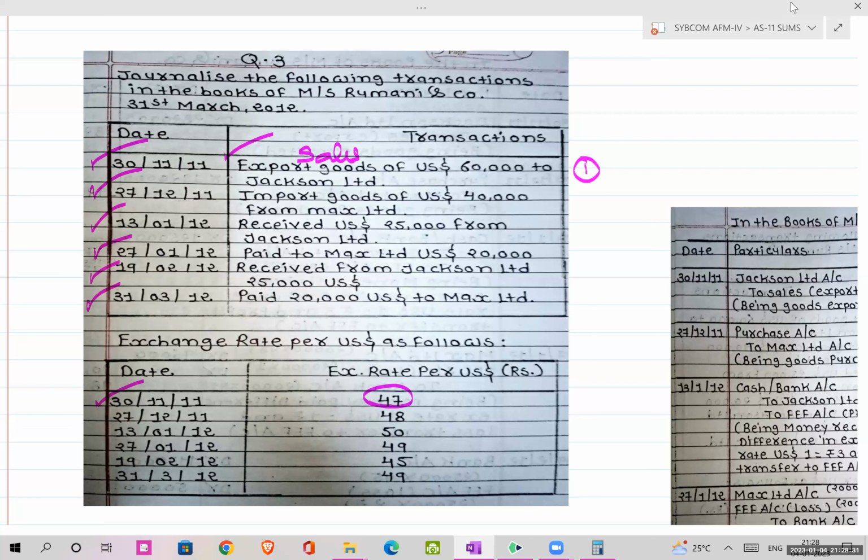ठीक है. Second transaction, import goods. Okay, 40,000 US dollars from Max Limited. Okay, and that day exchange rate was how much? 48. Next, received 25,000 US dollars from Jackson Limited.